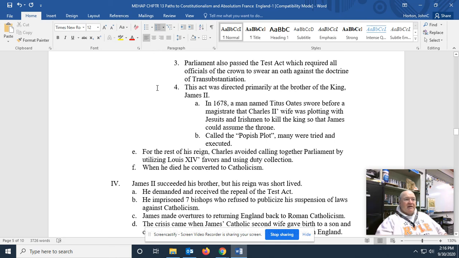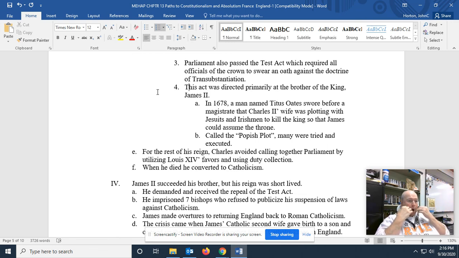So, in 1678, a man named Titus Oates swore before a magistrate. You say, what's a magistrate? A magistrate's a judge. He swore before a magistrate that Charles II's wife was plotting with Jesuits and Irishmen.